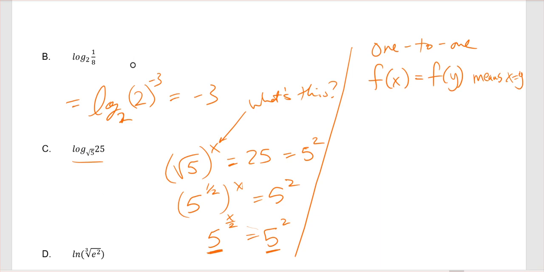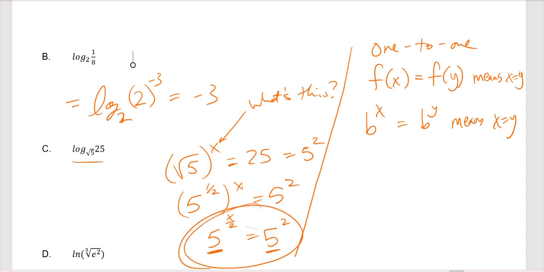When it's one-to-one. Well, we know that in particular, the exponential function is one-to-one. We talked about this, right? So this means that x has to be y here. So in our particular case, I've got the same base on both sides, so we can say, hey, x over 2 has to be 2. So that means that x has to be 4.